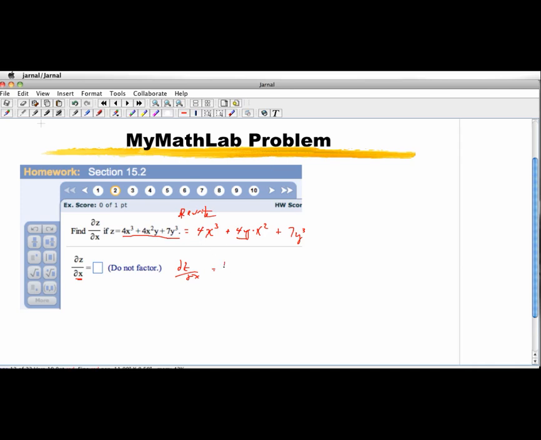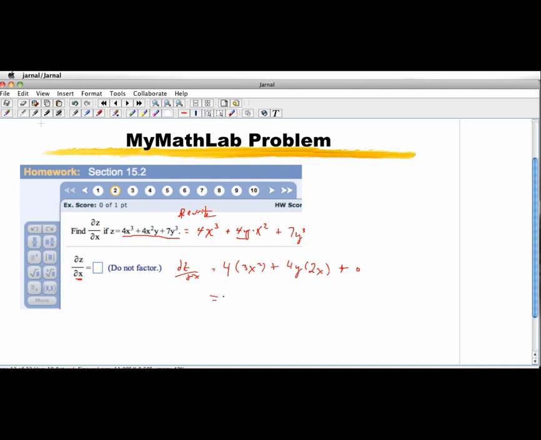number times the power of x. Leave the number alone. Derivative of x cubed is 3x squared. Number times the power of x. 4y is treated as a number. The power of x here is x squared. So the derivative of x squared is 2x. And then finally plus the derivative of this guy. Well, this guy has no x's in it at all. So the derivative of something with no x's is just 0.